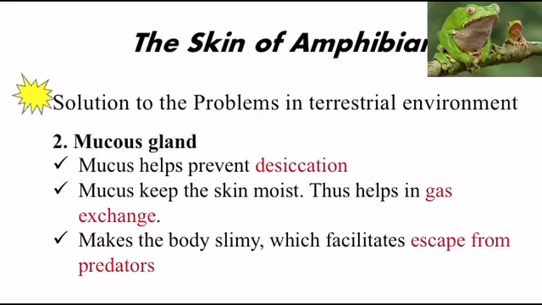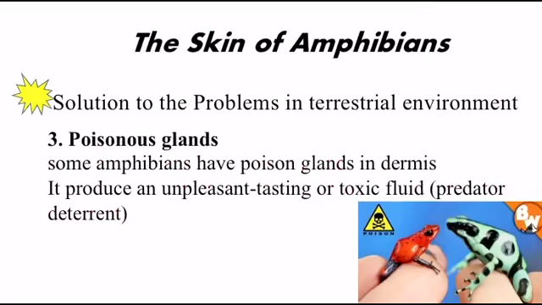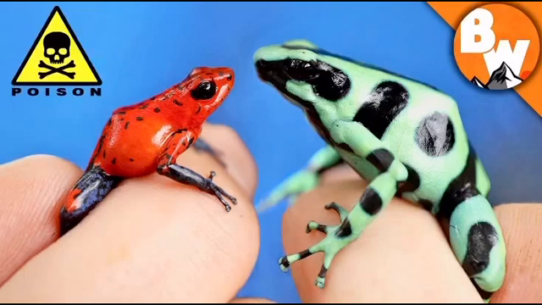Next is mucus gland. Mucus helps prevent desiccation. Mucus keeps the skin moist, thus it helps in gaseous exchange, and mucus makes the body slimy, which facilitates escape from predators. Poisonous glands. Some amphibians have poison glands in dermis, and it produces an unpleasant tasting or toxic fluid, so it acts as a predator deterrent.